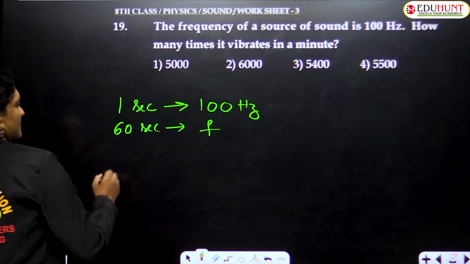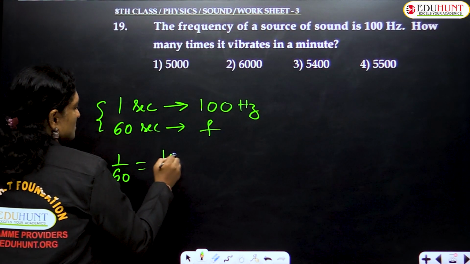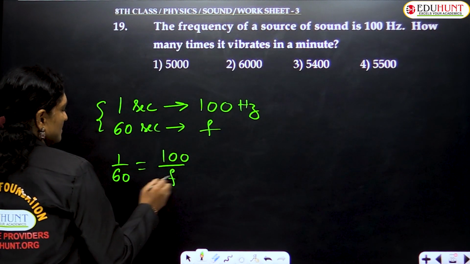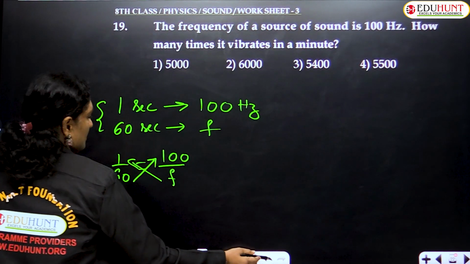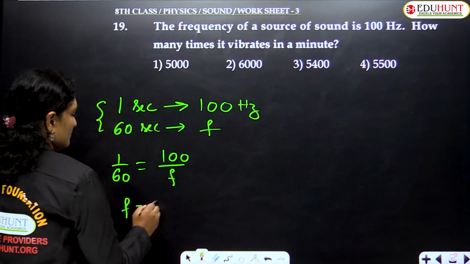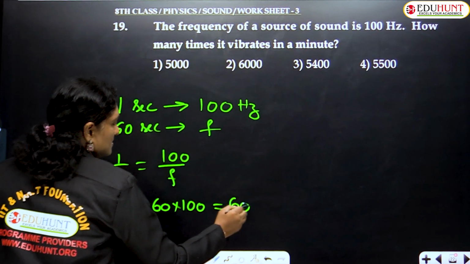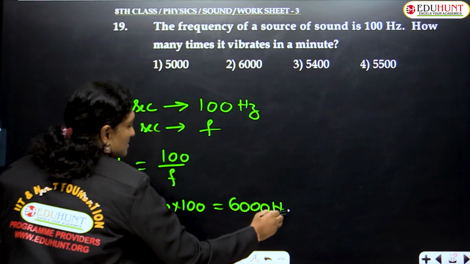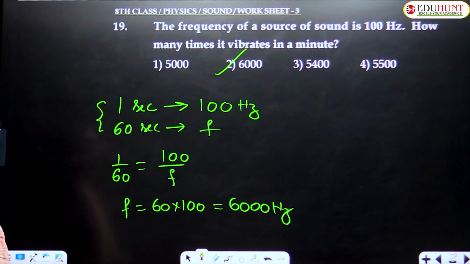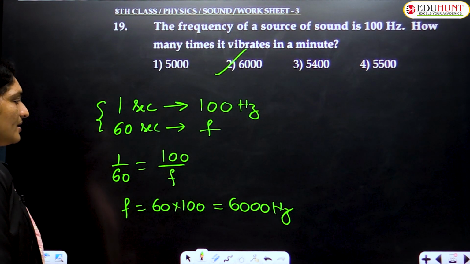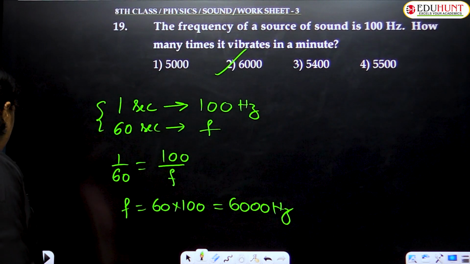So let us calculate the same, children. Dividing these two, we have 1 by 60 equals 100 by F. Cross multiply: bring this F here and 60 here. Then F is found to be 60 into 100. This is nothing but 6,000 Hz. So the correct option is 6,000 Hz. So how many times does it vibrate, children? It vibrates about 6,000 times.